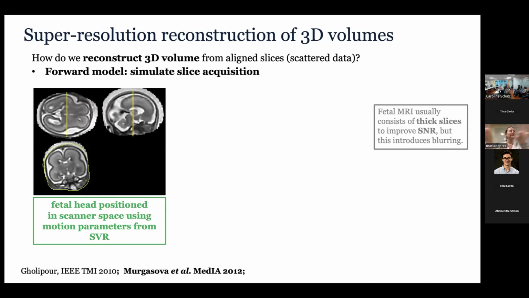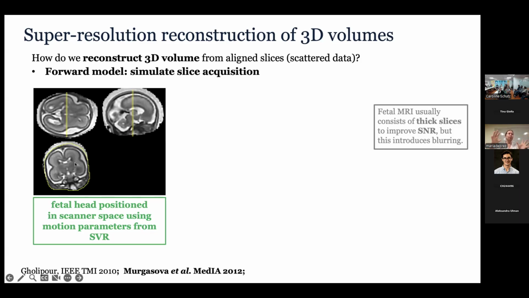So you already know about slice to volume registration, so we can start from the assumption that we know the transformation from the slice to the volume. So we know the motion parameters for each time point that is represented by a slice. And if we know this transformation, then we can actually take the fetal head to the space of the scanner and orient it. So this is what I've done here.